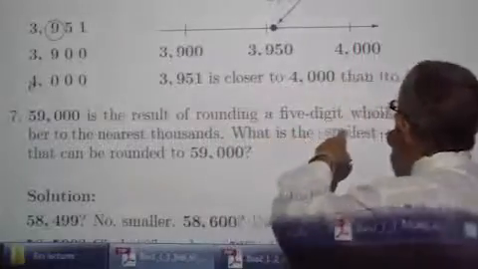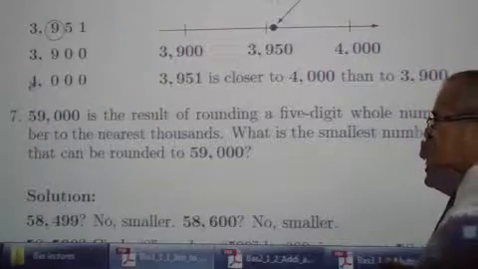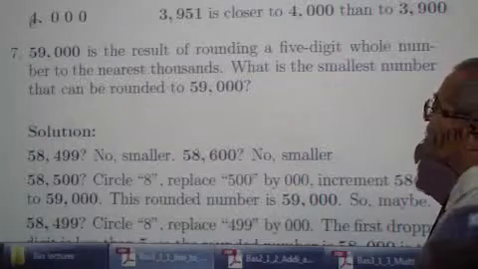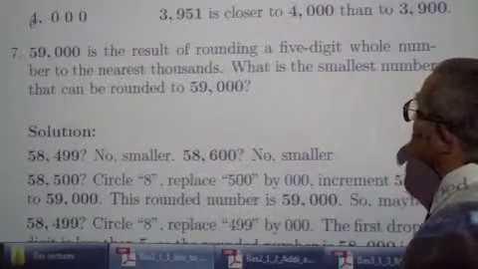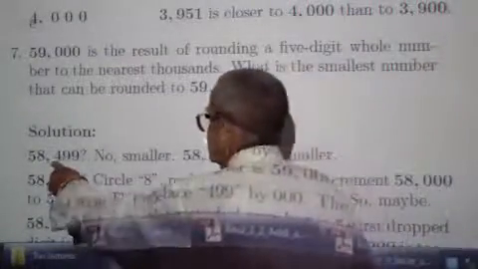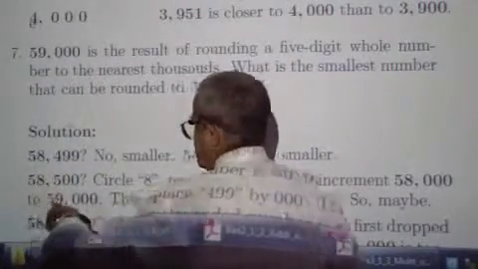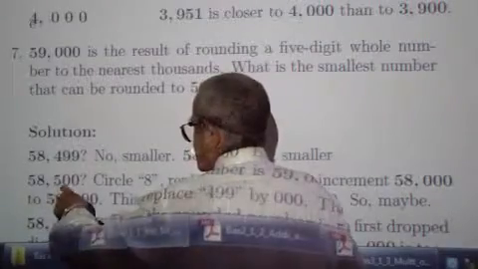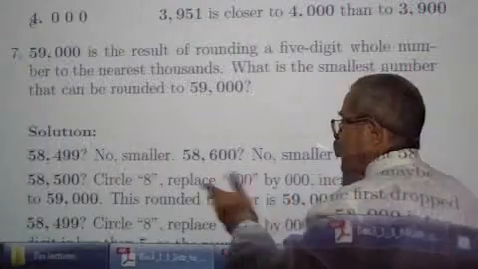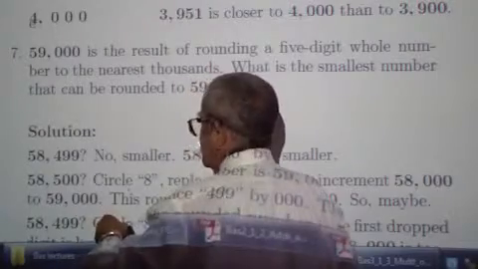59,000 is a result of rounding a 5-digit whole number to the nearest thousands. What is the smallest number that can be rounded to 59,000? Why don't we try? We want a number that is slightly smaller. How about 58,499? That's just one less. Circle the 1,000 digit. The answer is no, because when you round, you could have rounded a smaller number.